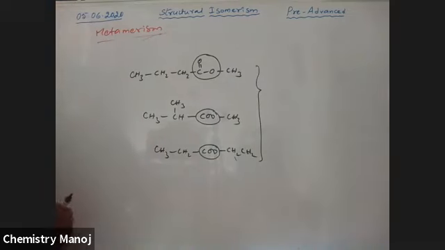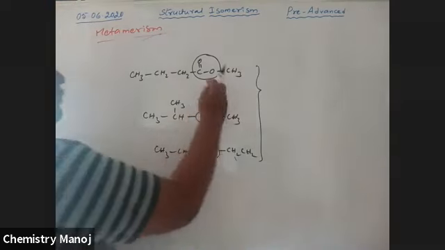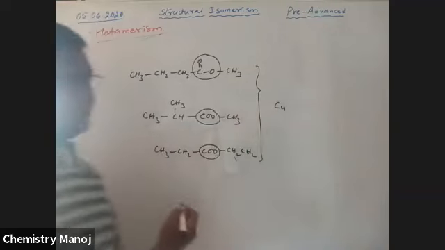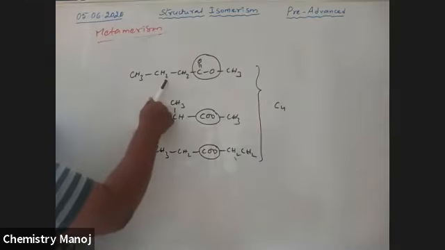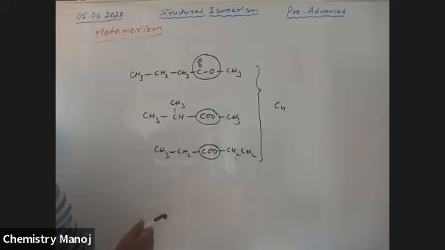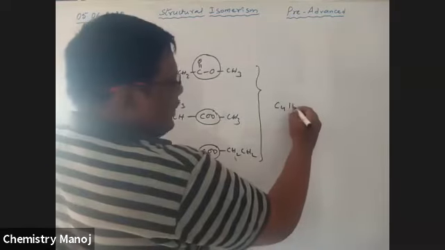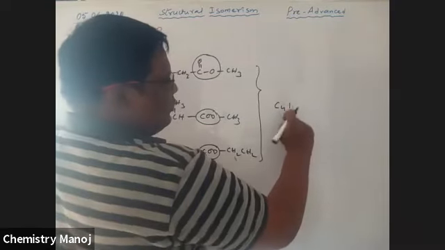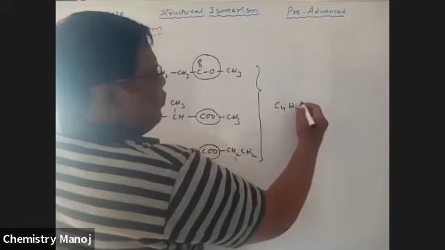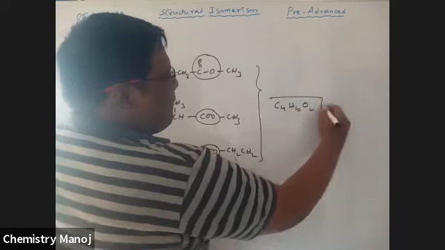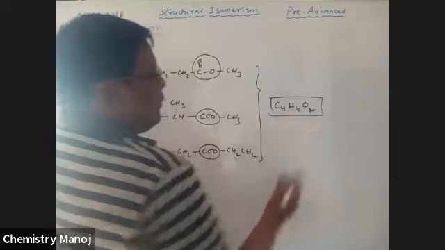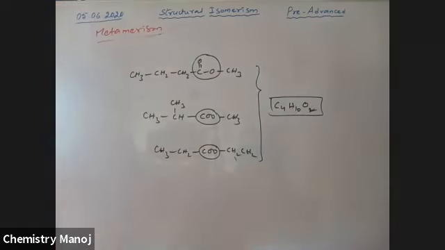So check the number of carbons. 1, 2, 3, 4. C4. Hydrogens: 3 plus 2, 5 plus 2, 7, 7 plus 3, 10. C4H10, and O2 only. C4H10O2. Okay. So next.